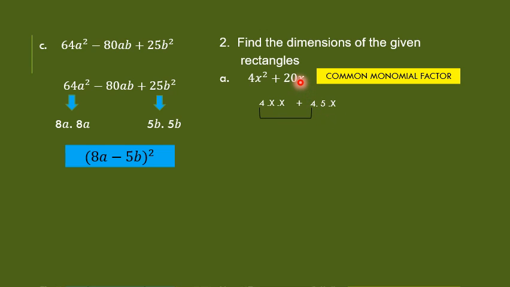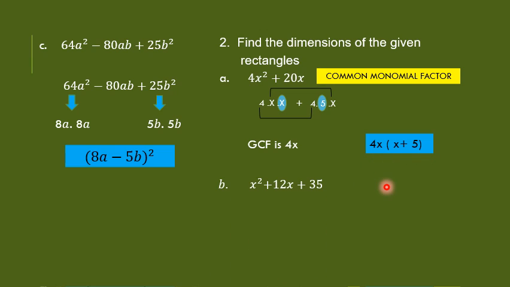Where do we get the x here? Because this is the smallest degree or smallest exponent. So you will form a factor that has the x and also the 4. Let's go on. So this is the GCF, 4x. The remaining factor is the one circled in blue. So the answer is 4x and x plus 5. So this is the length and the width.